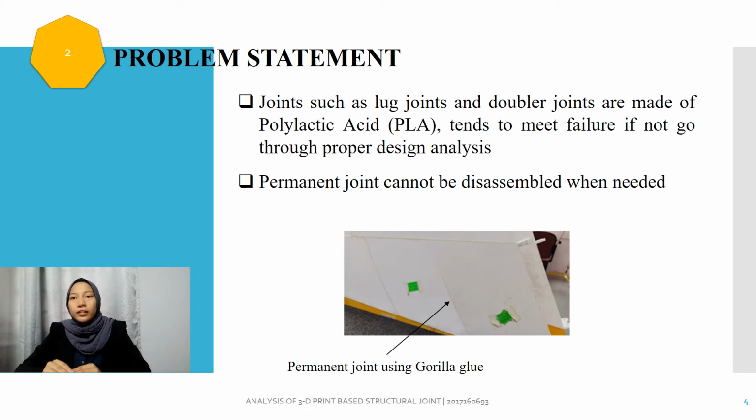In addition, this project reference will be BWB-9 aircraft, the first 3D aircraft made by FTTC UiTM. The current joining method used is a permanent joint. They used Gorilla Glue to connect the wing boards. So this type of permanent joint makes the wing boards cannot be disassembled when needed.